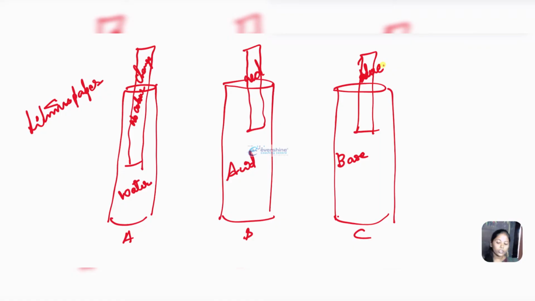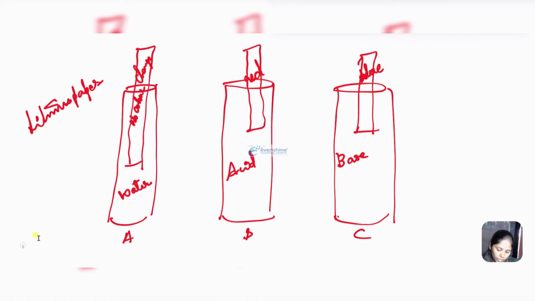Okay, then they ask this question. You are given test tubes A, B, C. They consist of water, acid and base. They will not tell which is acid, which is base. You need to identify using litmus. Take the red litmus paper and dip in acid; it will not change. Blue litmus paper in acid will change into red. Red litmus paper in base will change into blue. In water, if you dip any litmus paper, it will not show any color change. So by this experiment we can identify acid, base and water.